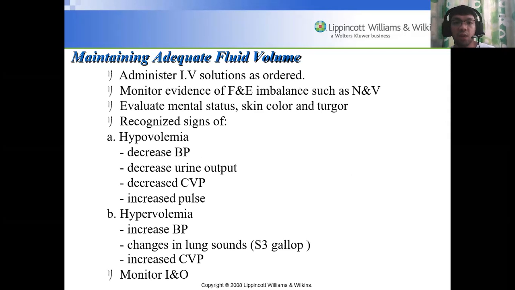Another would be maintaining adequate fluid volume. We need to administer IV solutions as ordered and monitor for evidence of fluid and electrolyte imbalance, such as nausea and vomiting. If that is present, evaluate mental status. Skin color and turgor should be noted as well. Recognize signs of hypovolemia. I've already mentioned that earlier: hypotension, tachypnea, and tachycardia, decreased urine output, decreased central venous pressure, and increased pulse rate.